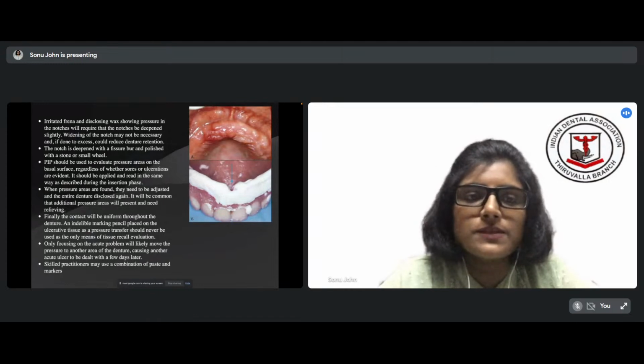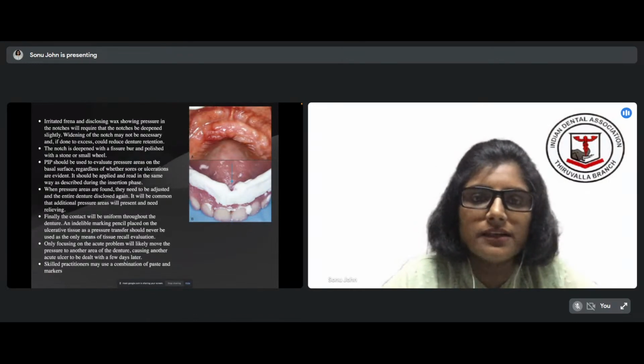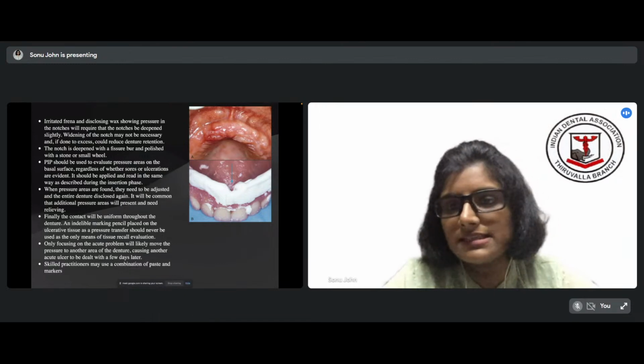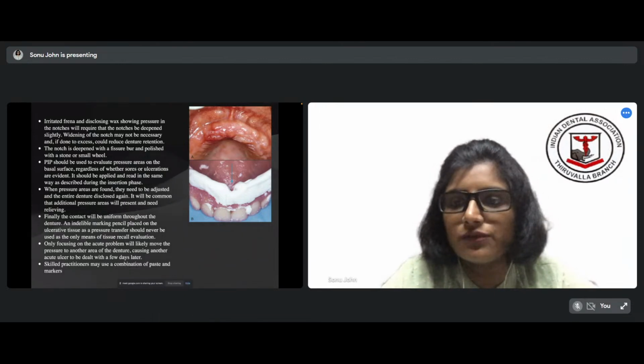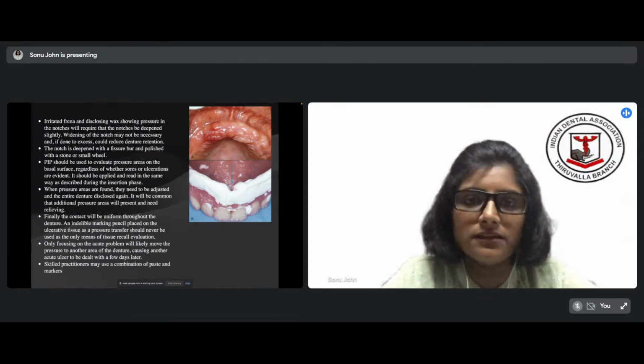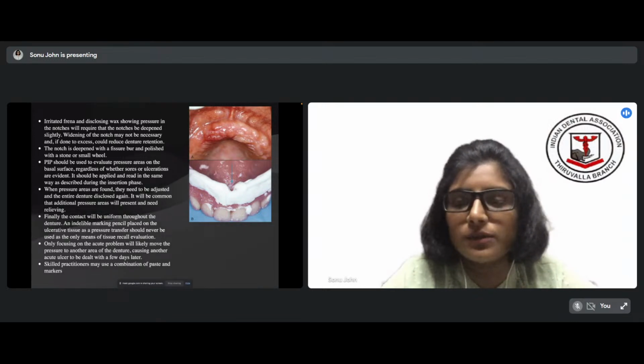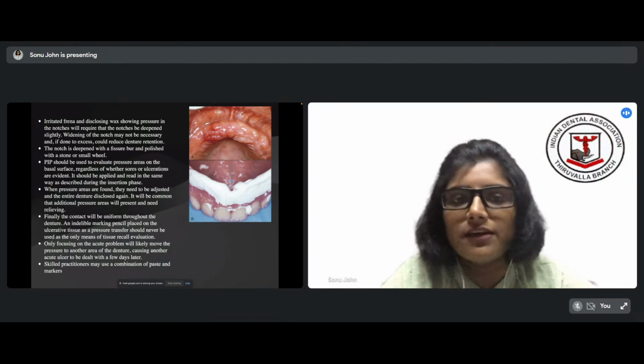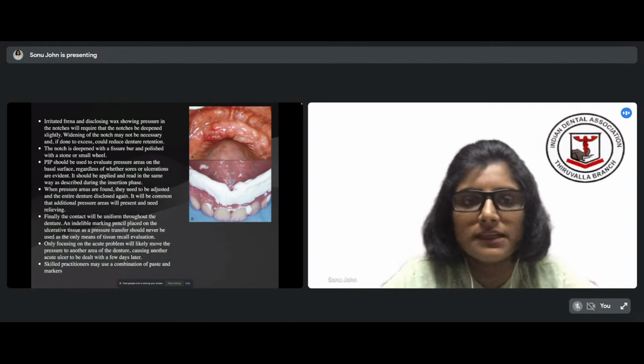The other thing that we spoke about was any irritated frenum. Irritated frena, and disclosing wax showing pressure in the notches, would require that the notches be deepened slightly. You can see in the picture on the right side the patient's frenum after you had applied disclosing wax onto the border of the denture and done a border molding movement. You can see that there are two areas where the frenum needs to be widened. So only deepen those particular areas.